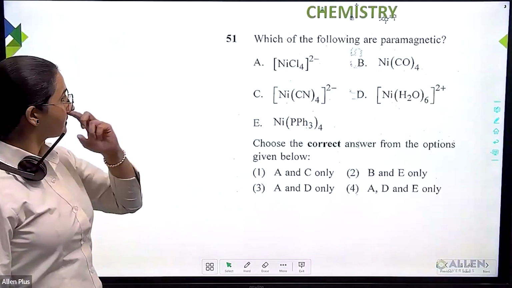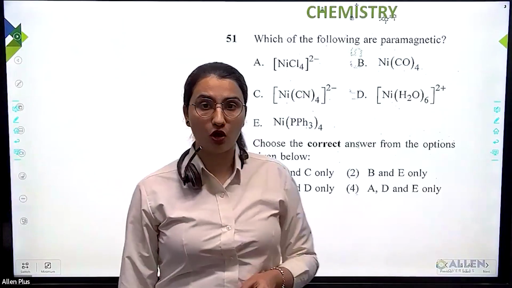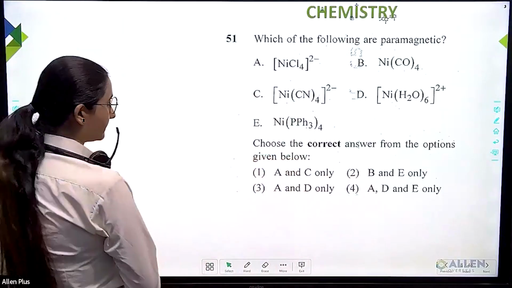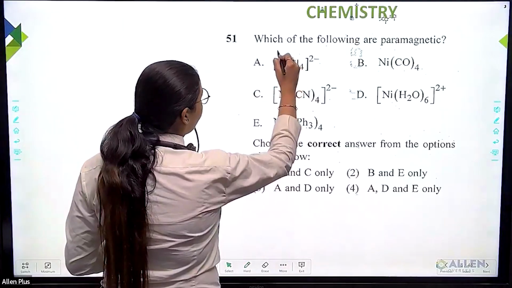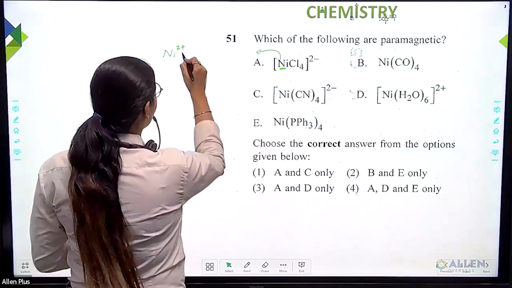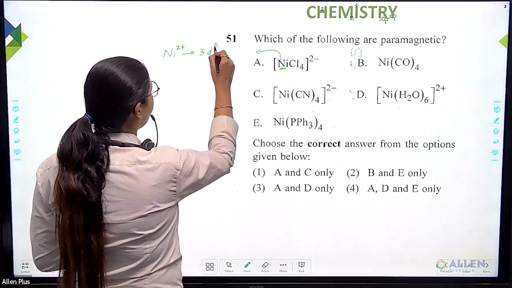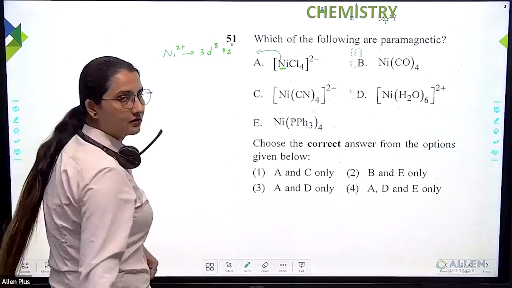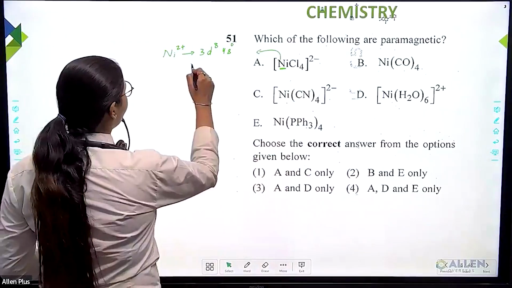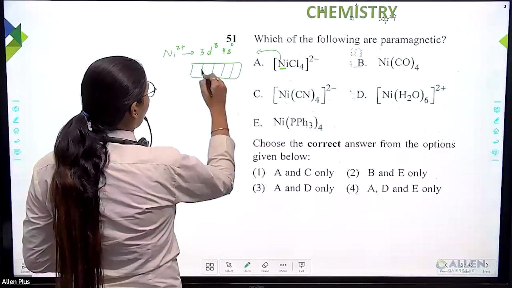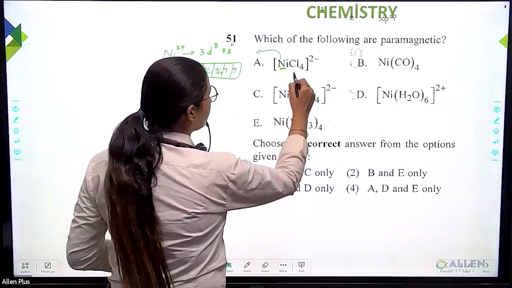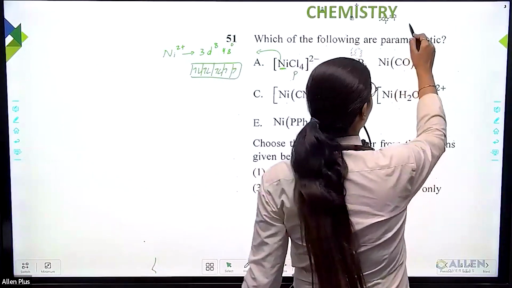Correct? Next, paramagnetic. Students, this is from chapter coordination, right? Paramagnetic means it should have unpaired electrons. So let's check. Students, here, Ni is present in plus 2 state. In plus 2 state, configuration is 3d8 4s0. This Cl is what? Weak field ligand. Weak field ligand means no pairing. How will this exist? Like this: 1, 2, 3, 4, 5, 6, 7, 8. Unpaired electrons means it is para, which is asked.